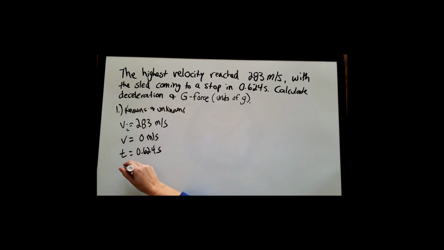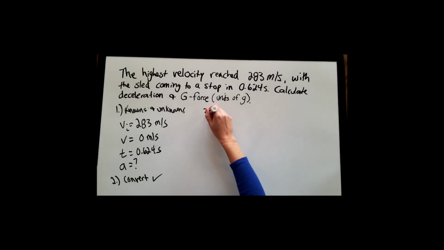It wants us to calculate deceleration. And remember, deceleration is just the slowing down version of acceleration. Okay, so it's still a as our unknown that we're calculating. The second step is always to convert if necessary. In this case, we don't need to, so I'm going to put a check mark because we have our units in meters per second for the velocities and in seconds for time, so we're all good there.